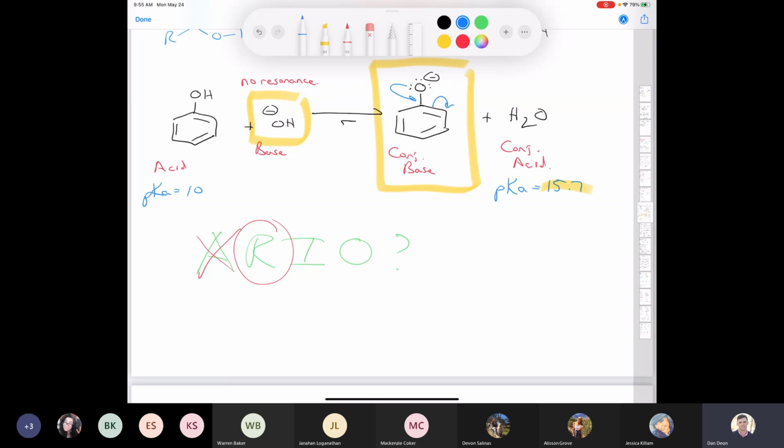So again, we were able to solve this one using pKa values, and we were also able to solve it using the concept of ARIO. And so both methods can be used.